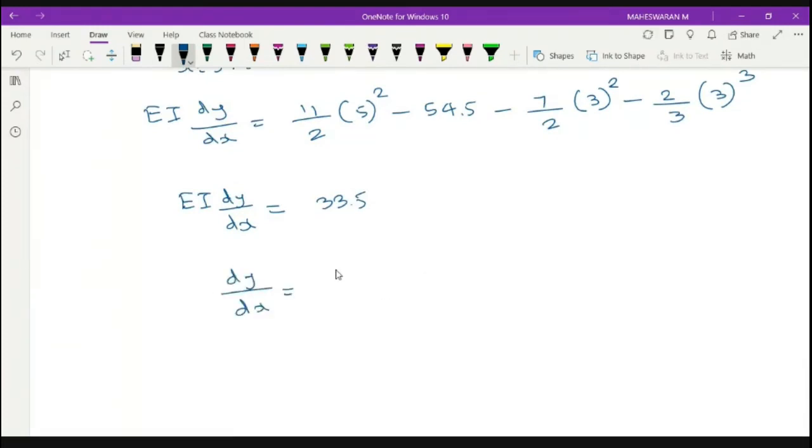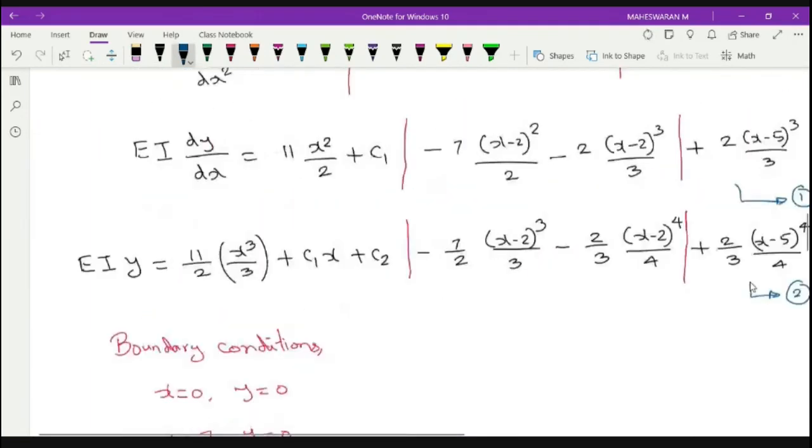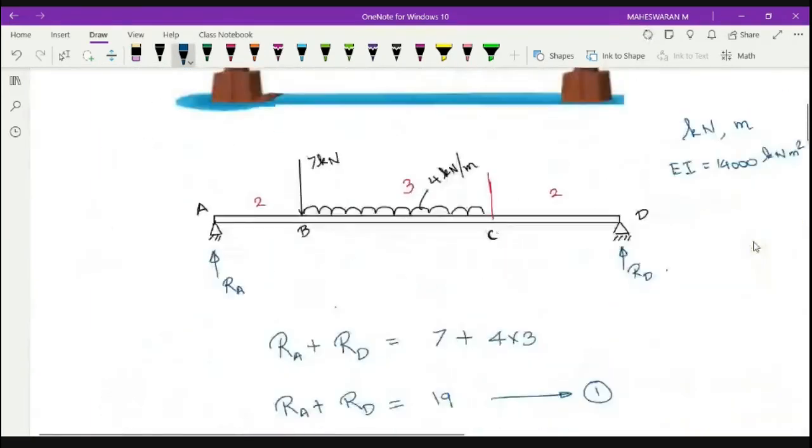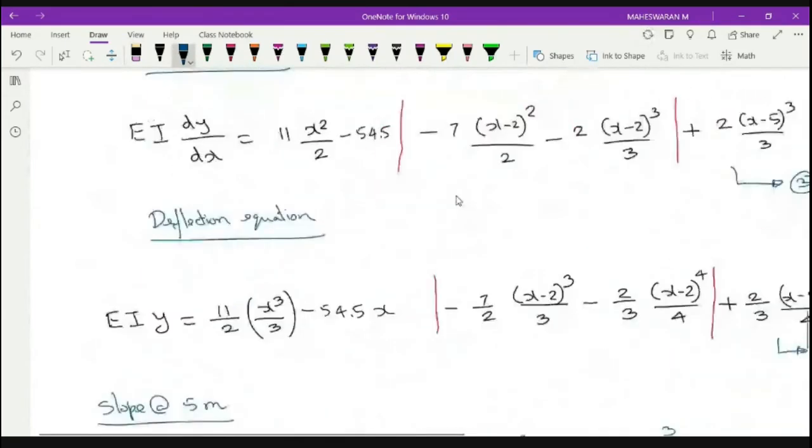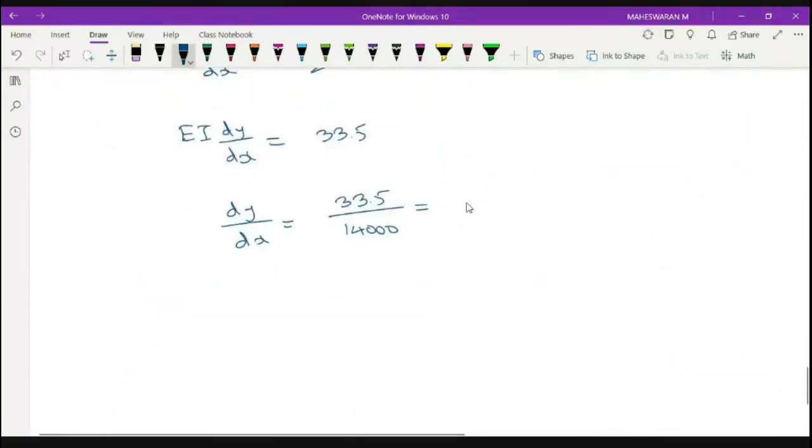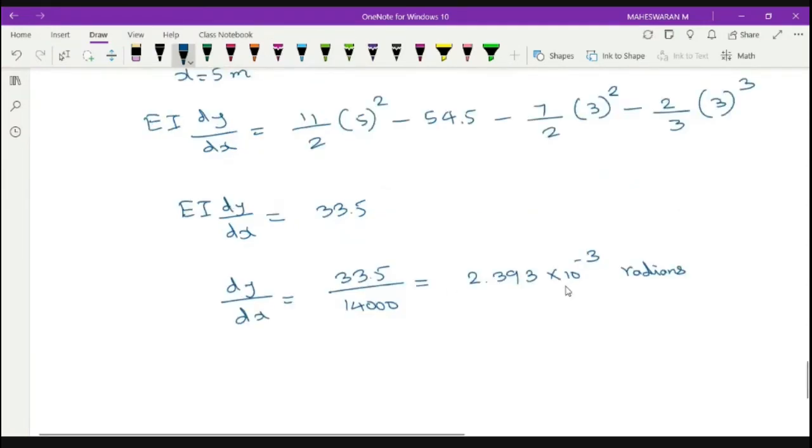So now, let me identify what is dy by dx then. So dy by dx is 33.5 divided by 14,000, because EI, we already know it is given in the question, which is 14,000. So divided by 14,000, we're getting 2.393 into 10 power minus 3. This is in radians. The slope is in radians. Okay, so this is the slope value at x is equal to 5 meter.